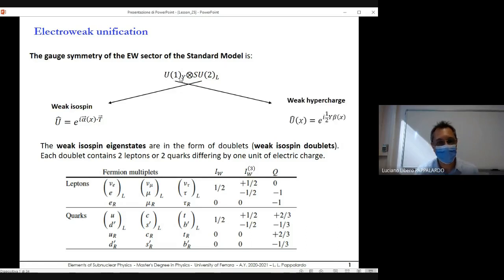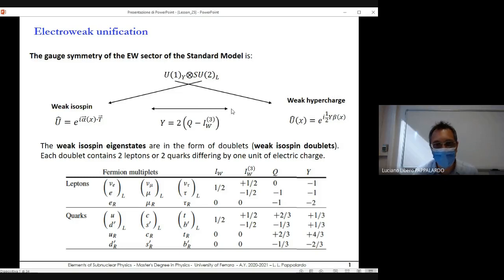Then there is another gauge group, the U1 hypercharge, which is defined here, where we have to introduce this new charge, the weak hypercharge, capital Y. The two are linked by this relation that we introduced: the hypercharge is twice the difference between the electric charge and the third component of the weak isospin. So we can assign a value of the hypercharge to any of these particles. In particular, the gauge invariance of the electroweak Lagrangian over this global U1 times SU2 group requires that the hypercharge is the same for both members of each weak isospin doublet, so it is minus one for the leptons, plus 1/3 for the quarks, etc.